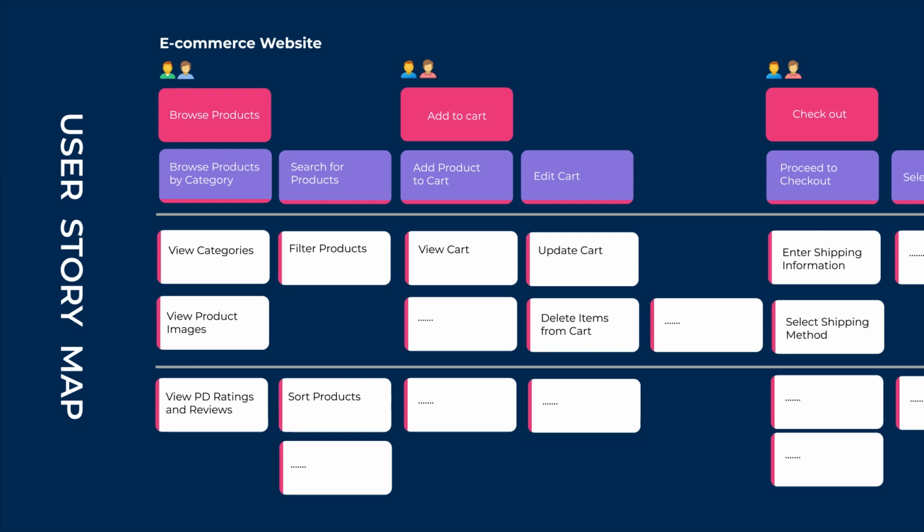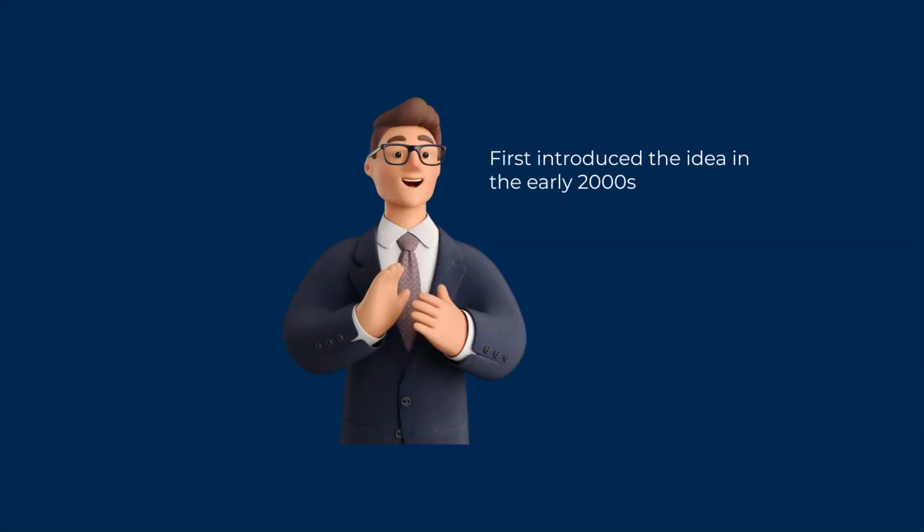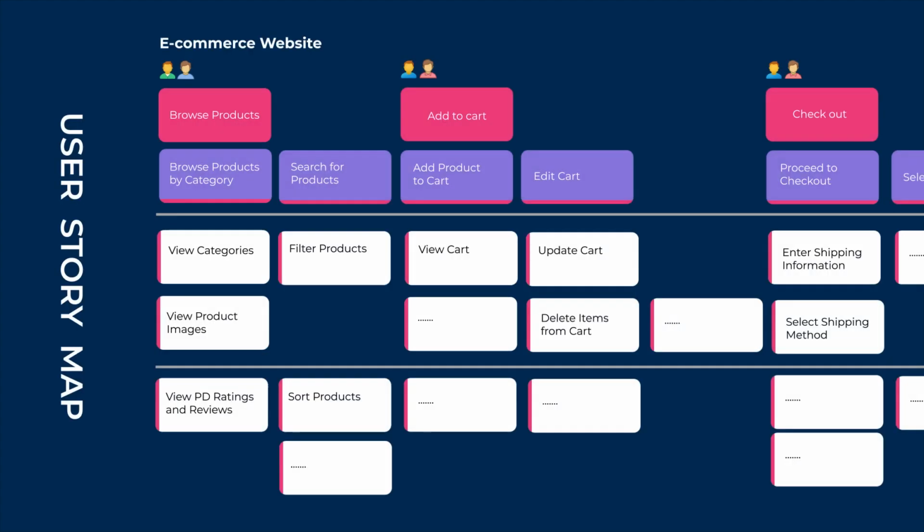User story map created by Jeff Patton. He first introduced the idea in the early 2000s as a way to help teams understand the customer's perspective and prioritize their work. Over time, the concept of the user story map has evolved and become widely adopted in agile software development as a tool to organize and manage the product backlog.